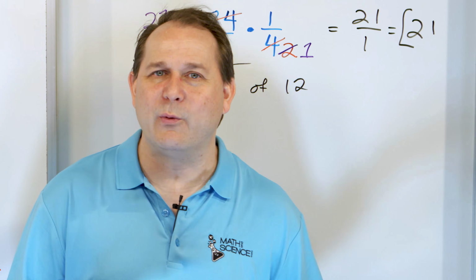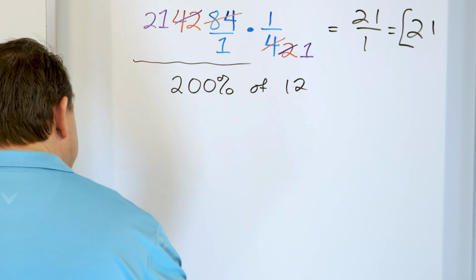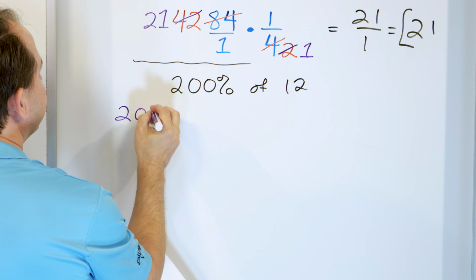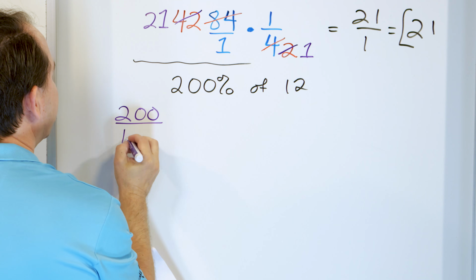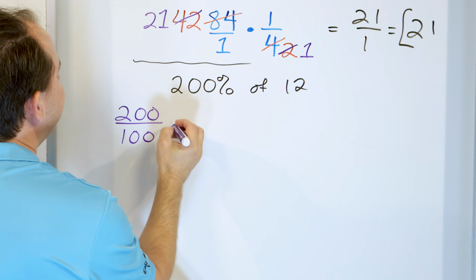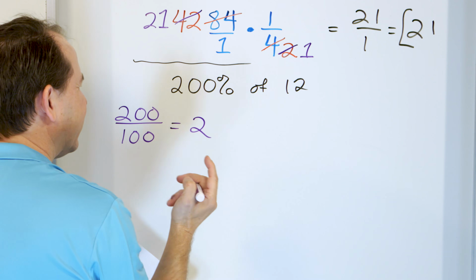400% is quadruple what you started with, and so on. So 200%, if you want to do it rigorously, 200% means 200 out of 100, right? Because all percentages are out of 100, but 200 divided by 100 is just the number 2. So this is the fraction I'm multiplying by, right?